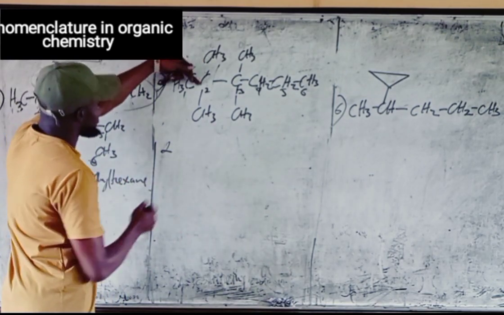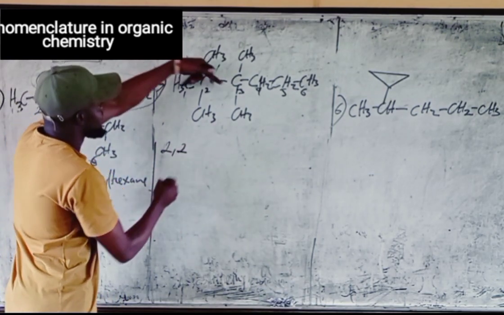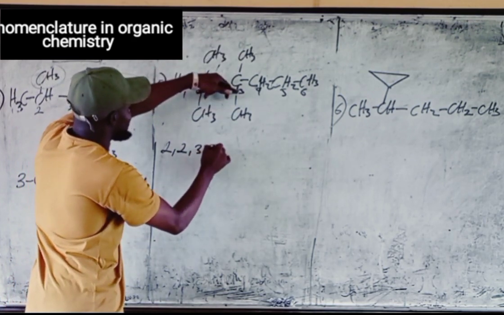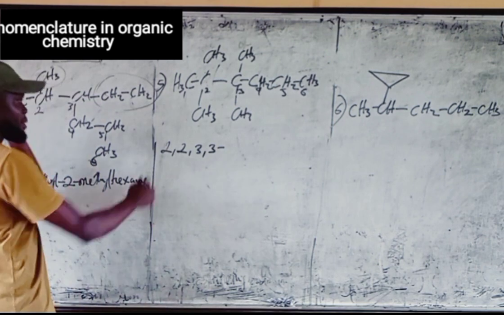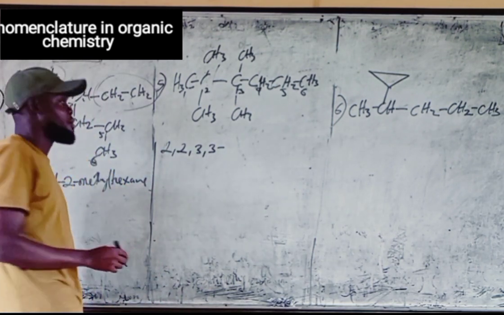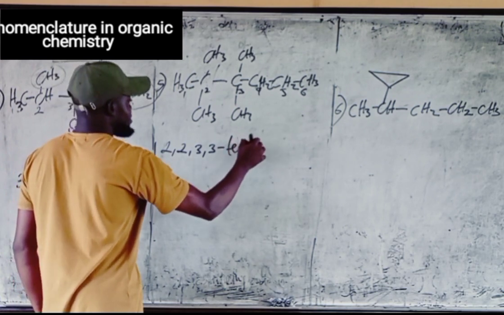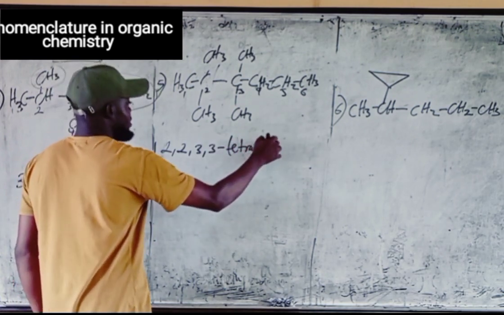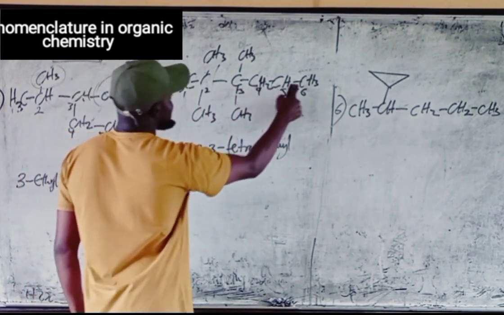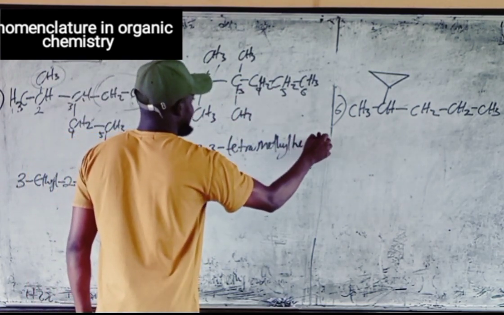So this one is together in position 2. That is 2. This one is together in position 3. That is 3. This is also together in position 3. That is 3. Then, how many of them do we have? 1, 2, 3, 4. We have 4 of them. So what is 4? 4 means tetra. And what's the name? Methyl. Tetramethyl. 1, 2, 3, 4, 5, 6. Hexane.